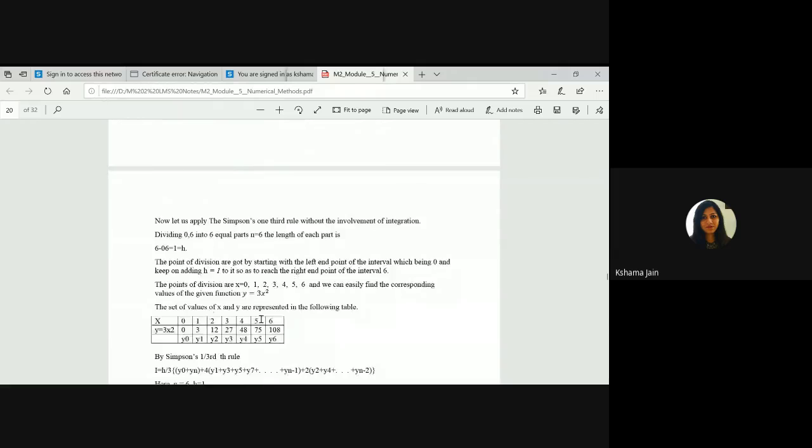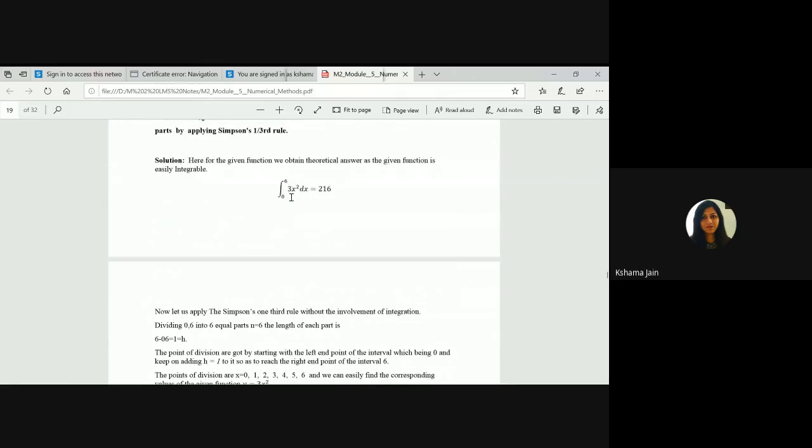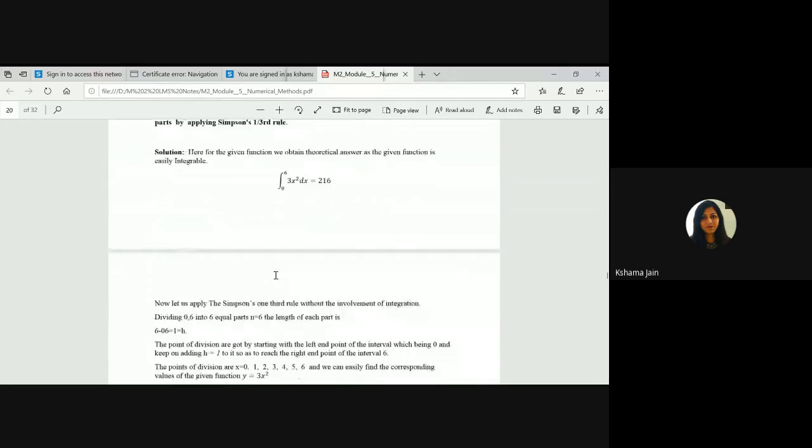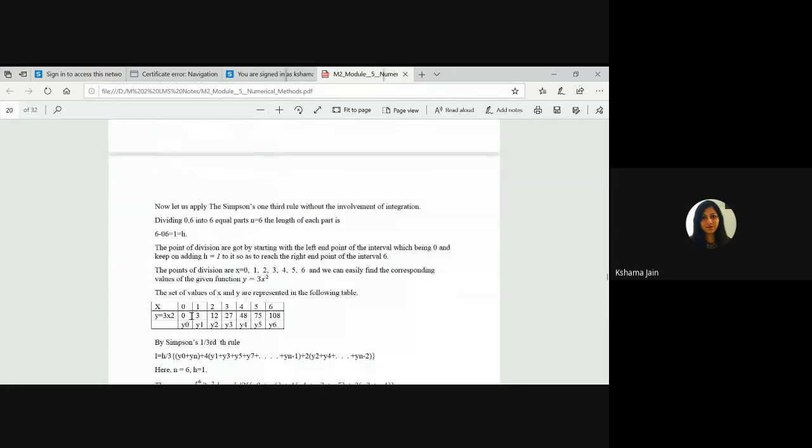Now the function was 3x². This is f(x). So in place of x, you put the value and you will get the value of y. If x equals 0, I will get y as 0. 3x², you remember this. x is 1, then 3 into 1 is 3. If x is 2, 2 squared is 4, into 3 is 12. If x is 3, 3 squared is 9, times 3 is 27. Like this, we have got the values of y. This first value will be called x0, y0. Second value x1, y1, x2, y2, x3, y3, x4, y4, x5, y5, and x6, y6. Like these are the values.